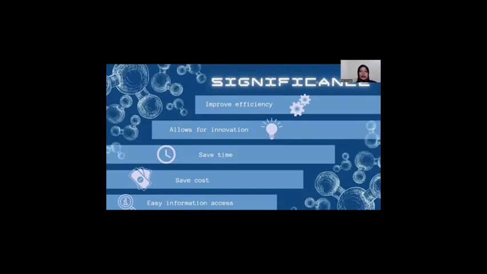And the third one is saving time. Machines that have been invented are faster than humans; work that usually takes a month to complete just needs several days. After that, technology saves costs because it also reduces labor costs, since with the existence of technology, it doesn't need much human energy to complete the work. And the last one is easy information access. As an example, with the internet nowadays, all information can be accessed from one source and place.